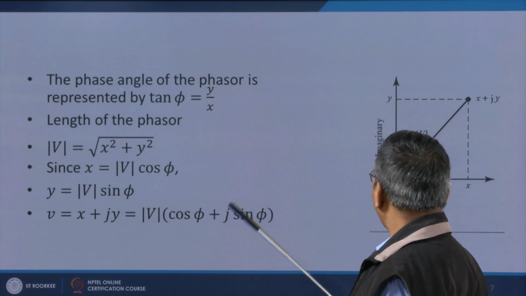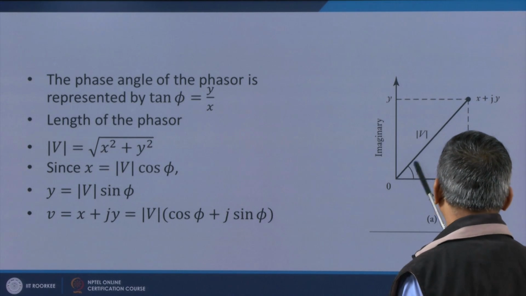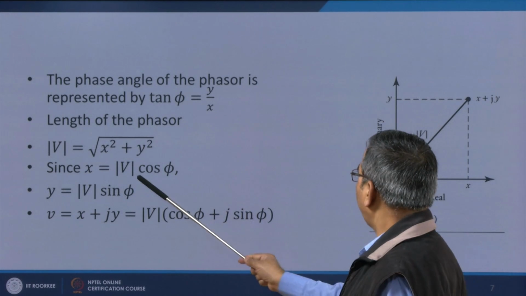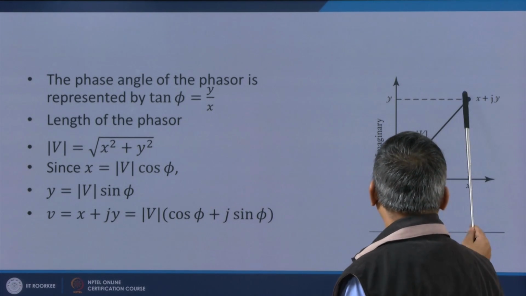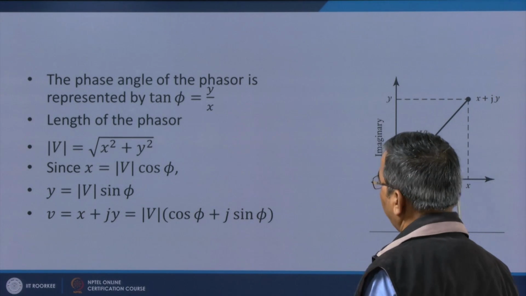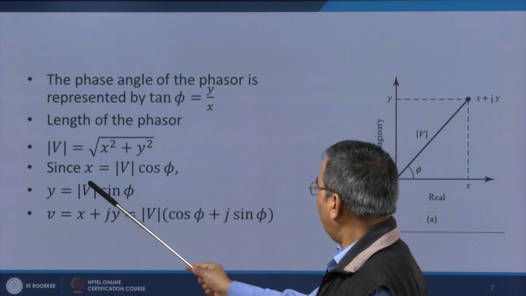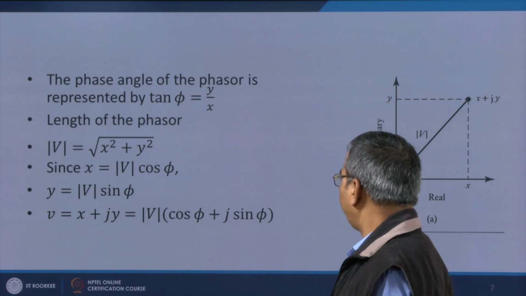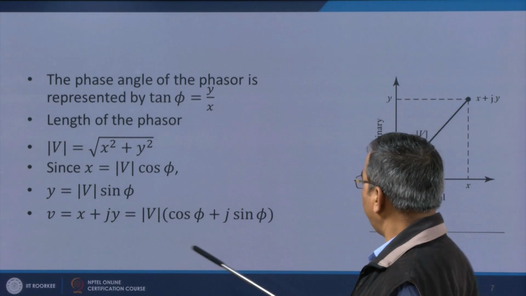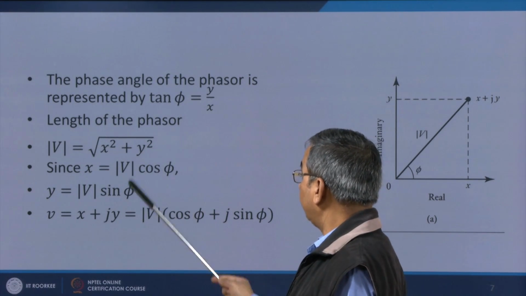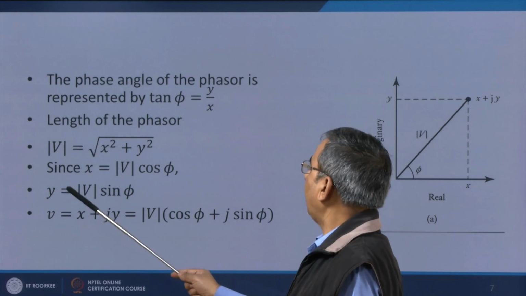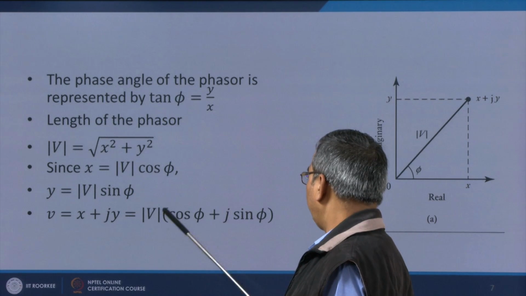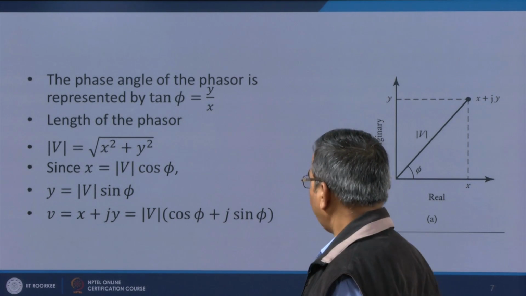And again you see that this x is actually the horizontal component of this. So, I can write x as the amplitude of V into cos phi, and y is the vertical component of it. So, I can write this y as the magnitude of V into sin phi, okay, and then I can represent this sinusoidal signal as a phasor V is equal to x plus j y, or V cos phi plus j sin phi, okay.